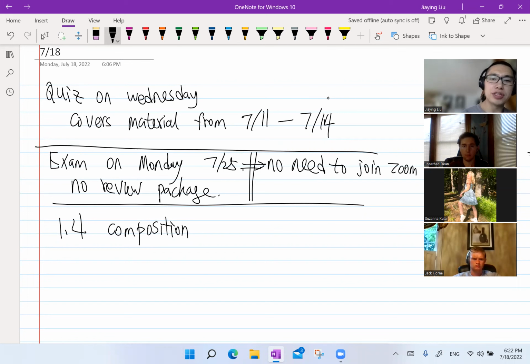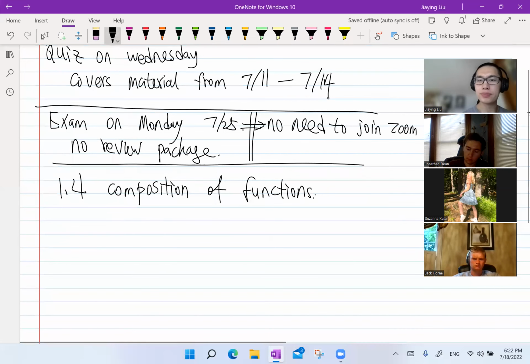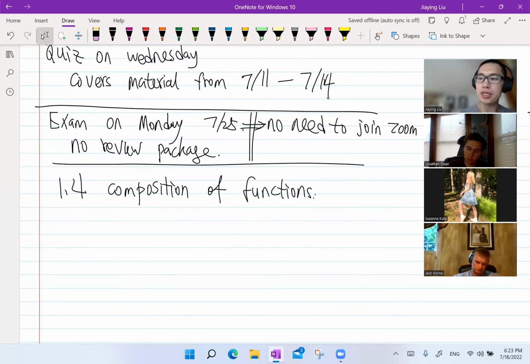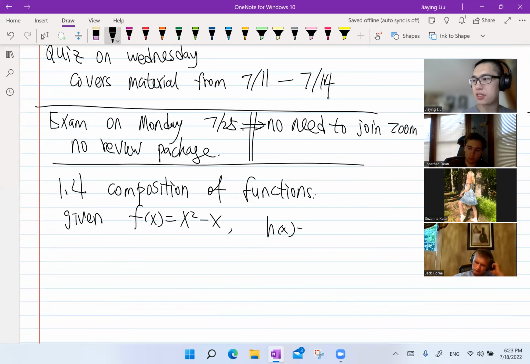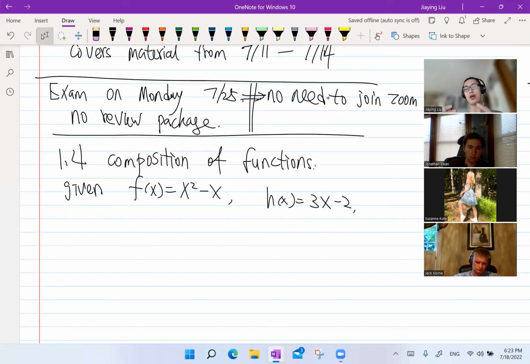Let's see. Composition functions. Suppose we're given f of x equals x squared minus x, h of x equals 3x minus 2. Now, compositional functions, basically we take two functions to make a new function out of them. Or maybe we take multiple functions and create a new function. And the way we create a new function is we take one function, we substitute that function into a second function by replacing all the x's.